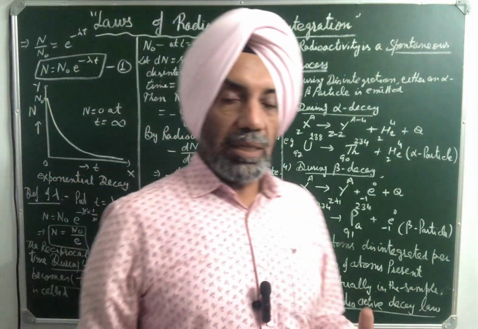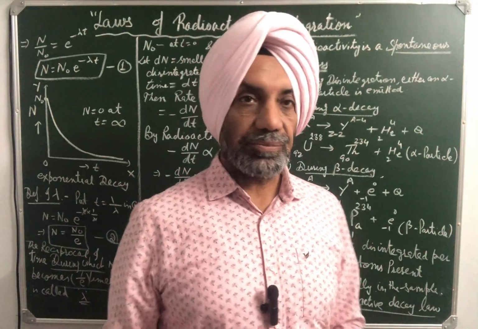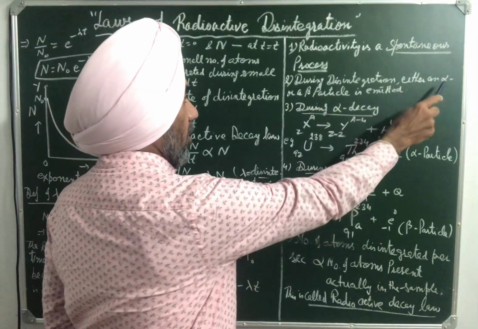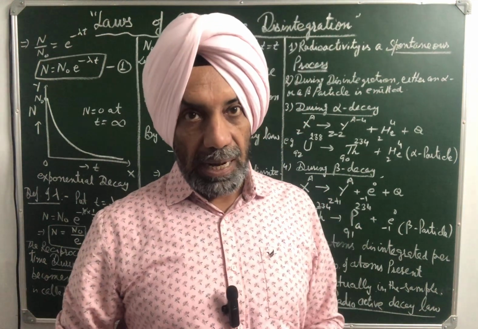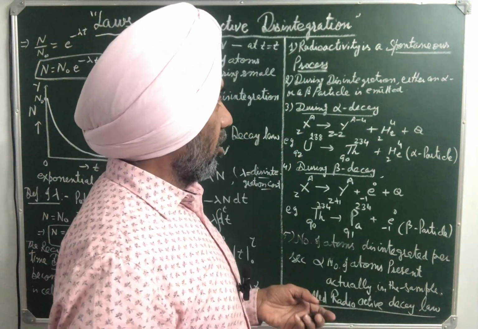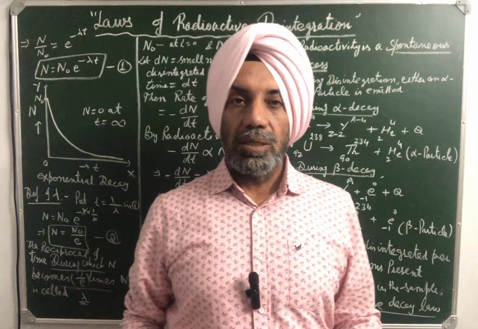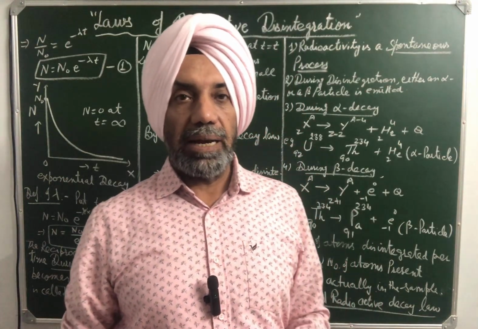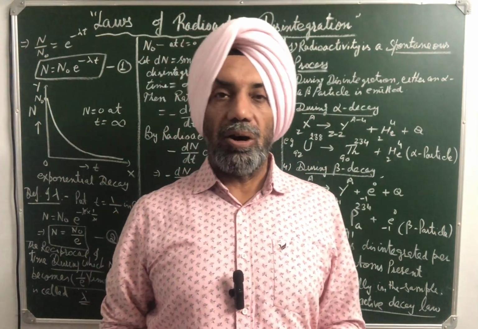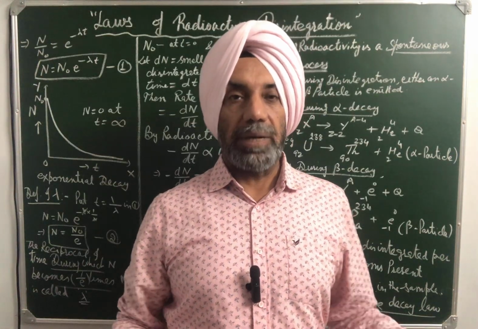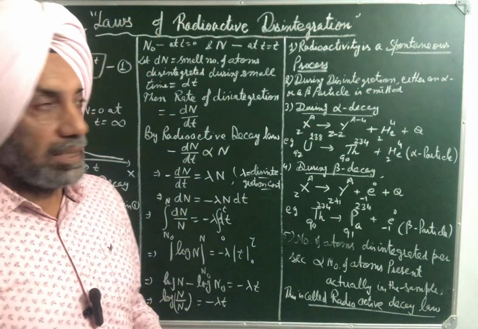Second, during disintegration, when elements decay, either an alpha particle or a beta particle is emitted. Means alpha and beta particles are never emitted simultaneously, nor more than one alpha particle or more than one beta particle can be emitted. This is the second law of radioactive disintegration.